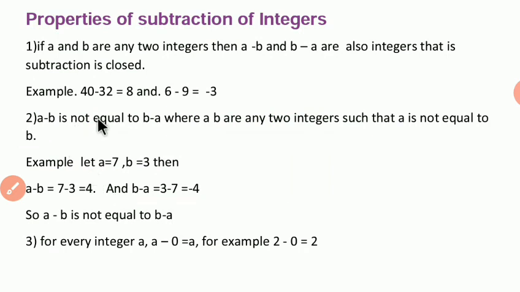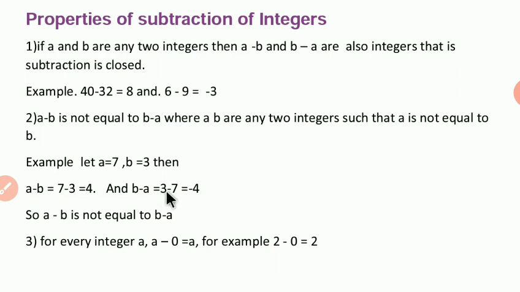Second one, a minus b is not equal to b minus a, where a, b are any two integers such that a is not equal to b. For example, let a is equal to 7, b is equal to 3, then a minus b, 7 minus 3 is 4, and b minus a means b is 3 and a is 7.